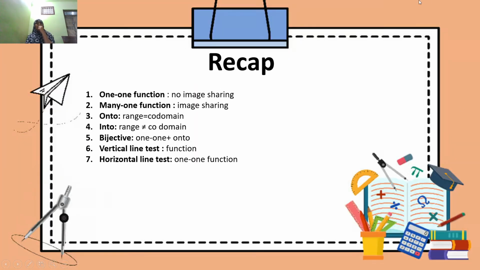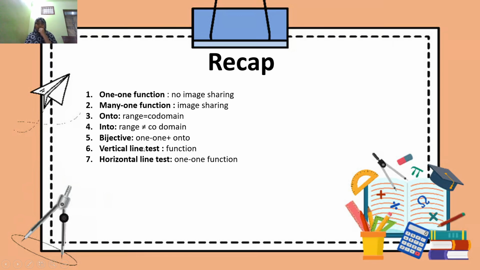Quickly let us recap. What is a 1-1 function? No image should be shared. Many to one function means image sharing will happen. Onto means my range should be equal to codomain. Into means my range is not equal to codomain. Bijective means 1-1 plus onto.